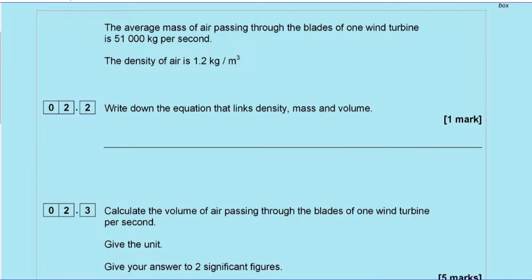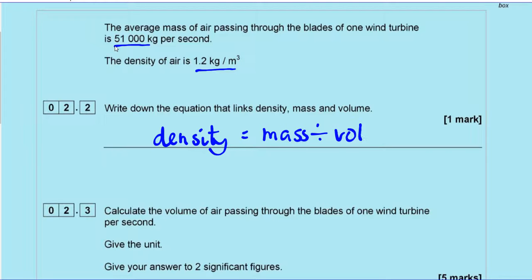In the next part of the question, we've got some more information. We're told that the average mass of air passing through the blades of one wind turbine is 51,000 kilograms per second. We're also told the density of air, and the next thing we've got to do is to recall and write down the equation for density. In words, the density is equal to the mass divided by the volume, or in symbols we have the Greek letter rho for density, and mass over volume. Either of those would be acceptable.